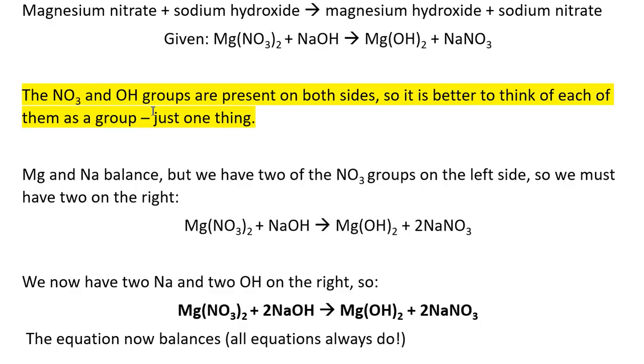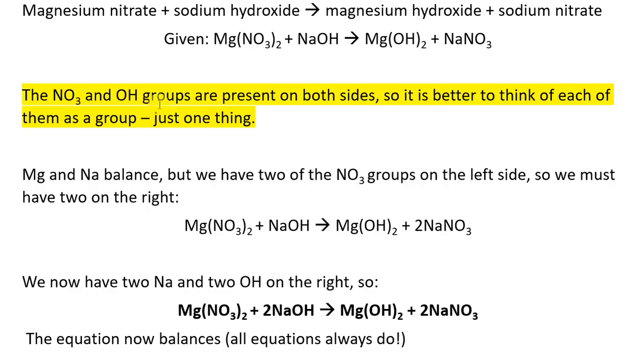Now, I know a lot of people would look at this and say, okay, on the left, I've got 1 Mg. I've got 2 Ns. And I've got 6 O's, but wait, I've got 1 in the NaOH as well, that's 7. And it's already getting complicated.